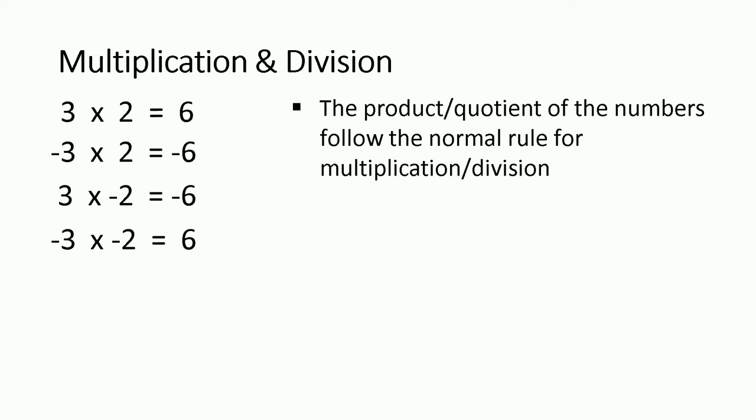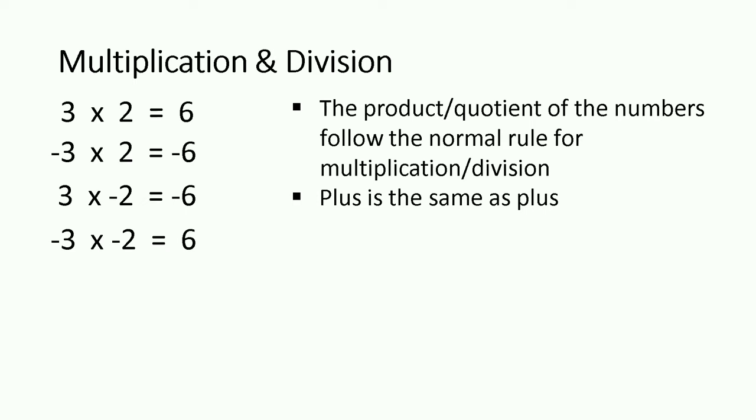Take for example, 2 times 3. 2 times 3 is equal to 6 because we had 3 sets of 2's. And 3 times negative 2 equals negative 6 because we had 3 sets of negative 2's. The same applied for division.